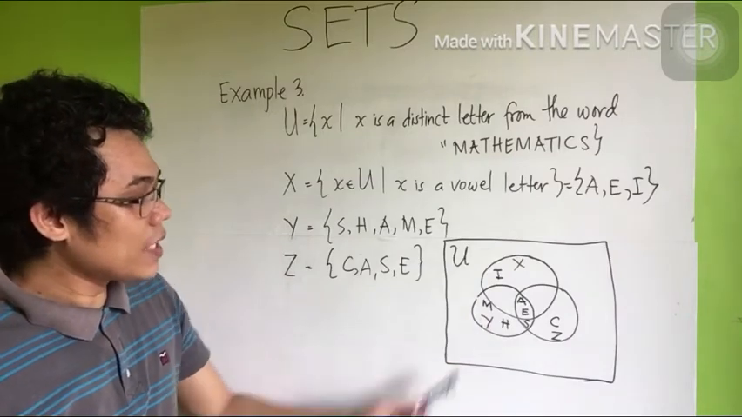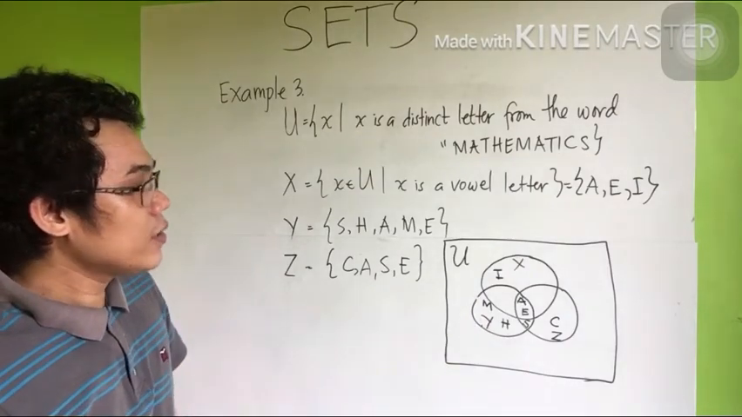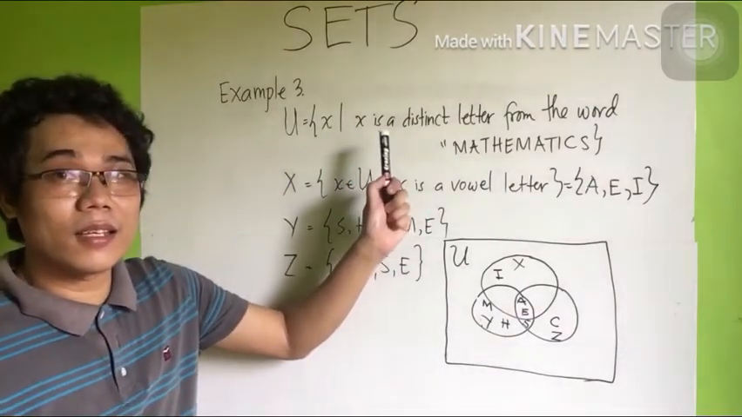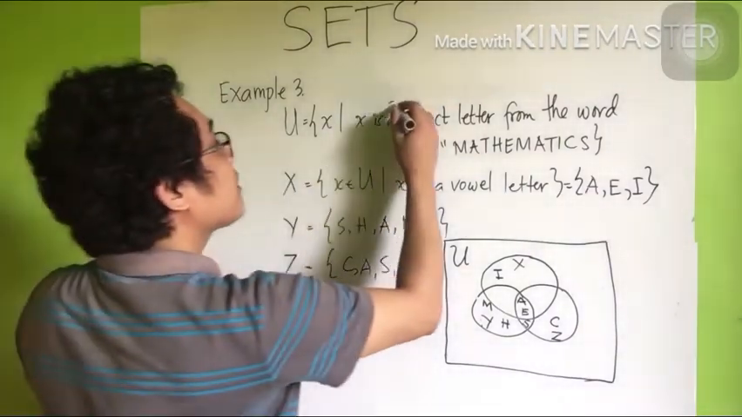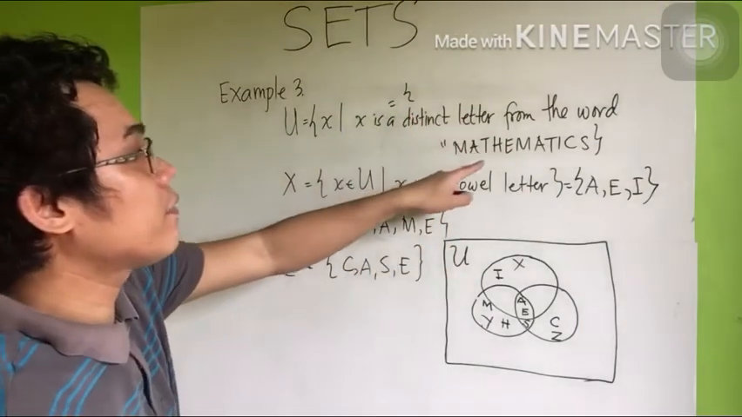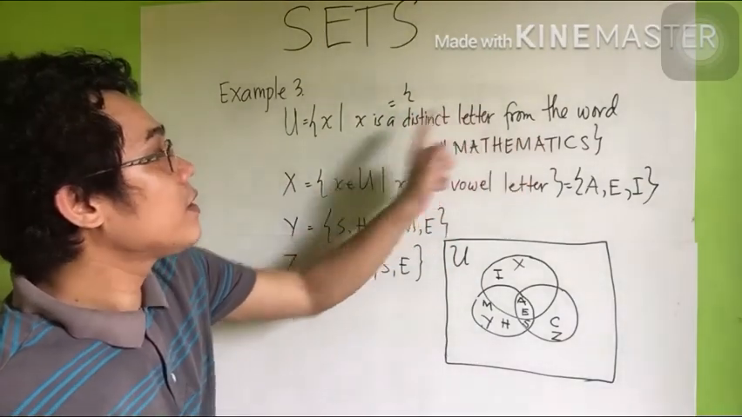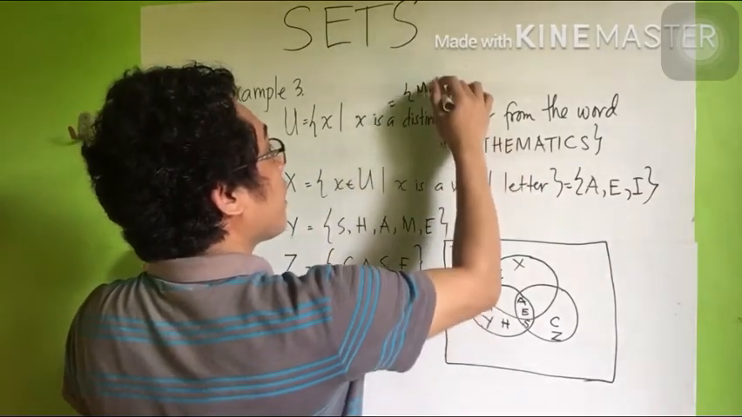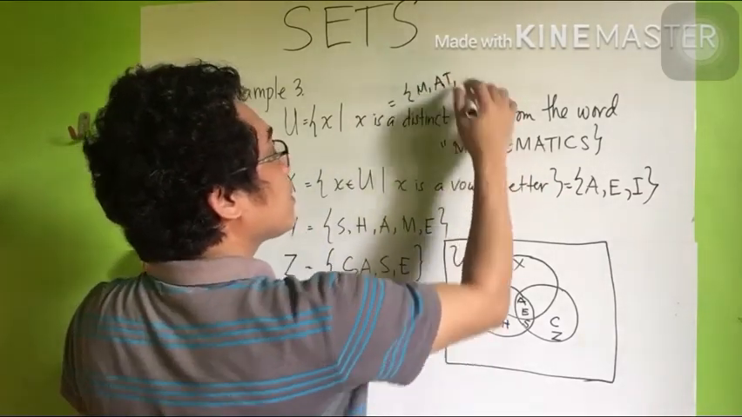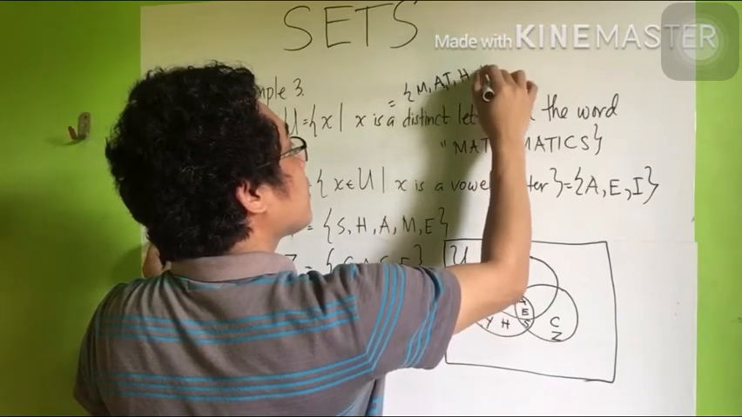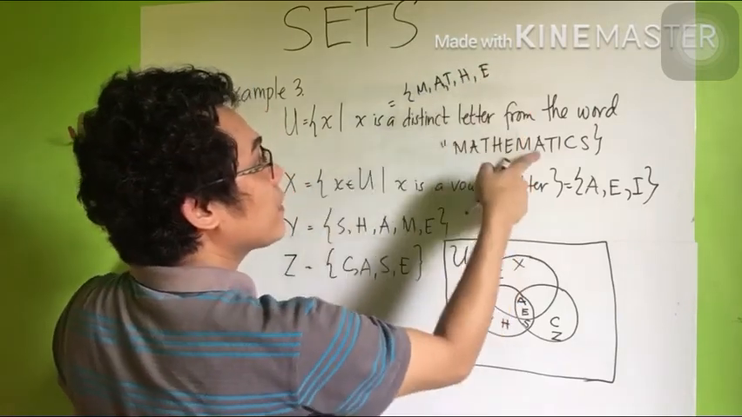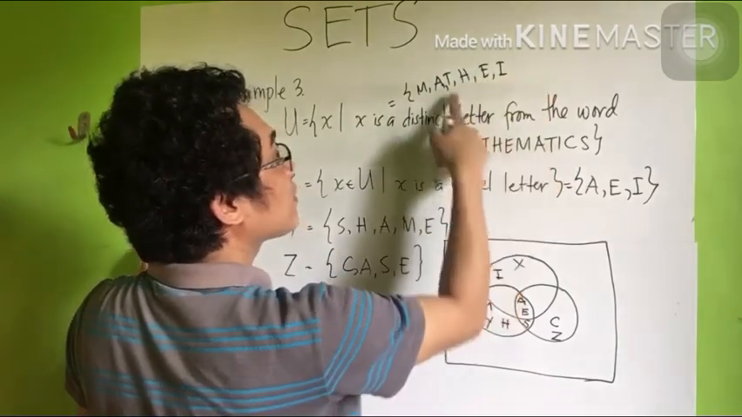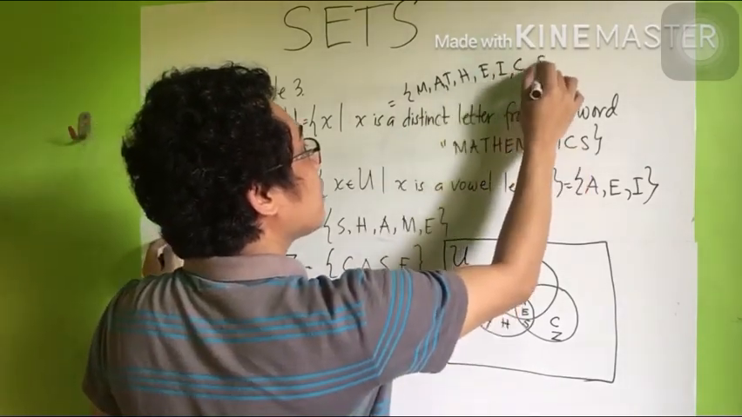So, natapos na natin. Ang kailangan natin isulat, finally, is yung, tignan natin yung universal set natin. So, ano yung universal set natin? Distinct letter from the word mathematics. So, M, A, T, H, E, I, and then C, S.